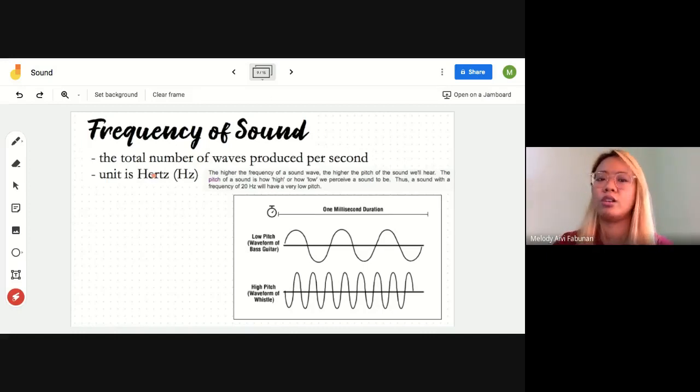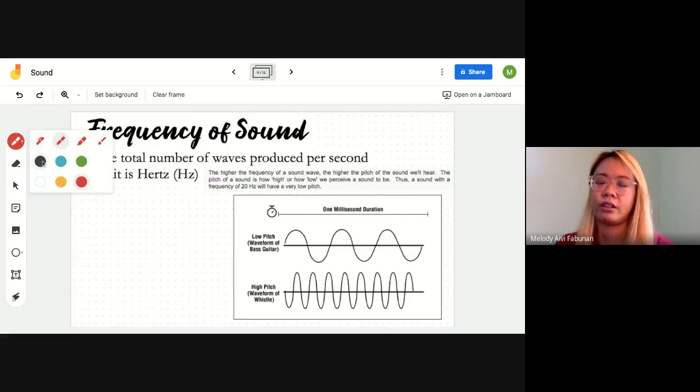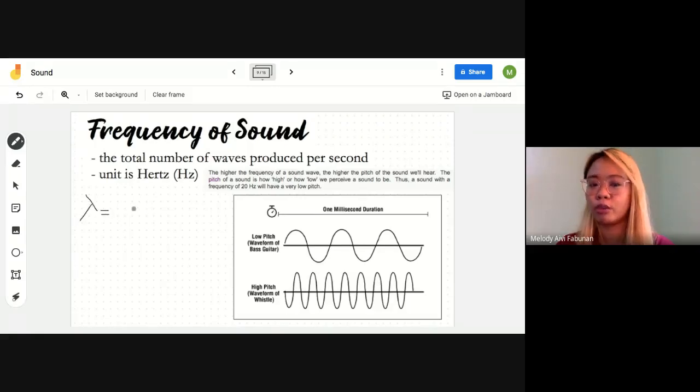Anyway, let's continue. So this is the frequency of a sound. And the unit for frequency is what we call hertz, or yung kanyang shortcut, which is a capital H and a lower z. Okay? So sabi niya dito, frequency is measured through the number of waves per second. We compute for frequency by the total number of waves divided by time.